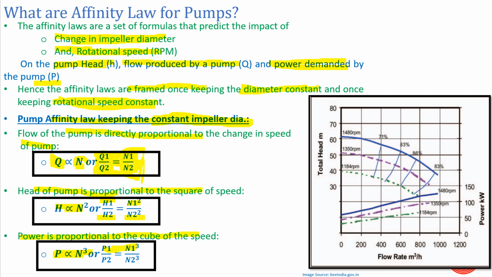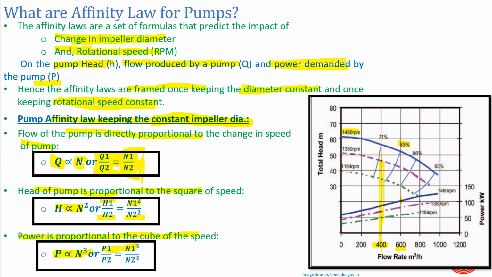Moving to this curve, let me show you one thing. Suppose I have selected a pump in which the RPM is 1480 RPM and my flow is 1600 meter cube per hour. At 1600 meter cube per hour, the efficiency of my pump is 83% and my pump power is 100 kilowatt. But I want to change my flow to, suppose, 400 meter cube per hour. At 400 meter cube per hour, what will be the new RPM? If I move there, my new RPM will be around 1350, and my flow is reduced.